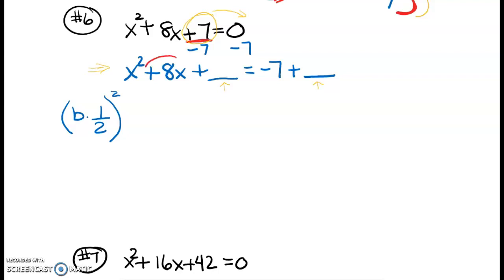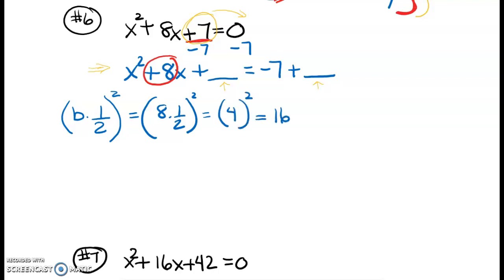So what's our b value in this case? Well, it's a +8. So I'm going to put that in for my b value. I'm going to take 1/2 of 8. 1/2 of 8 is 4. And then when I square it, I get 16. So I'm going to add 16 to both sides.